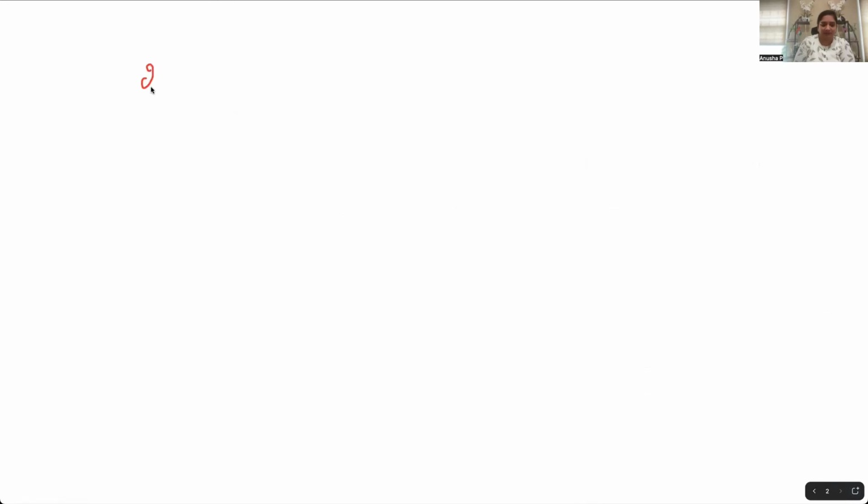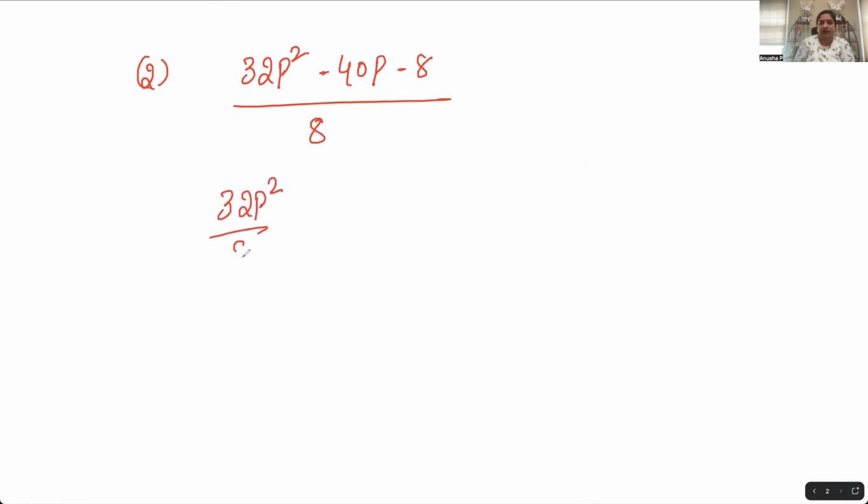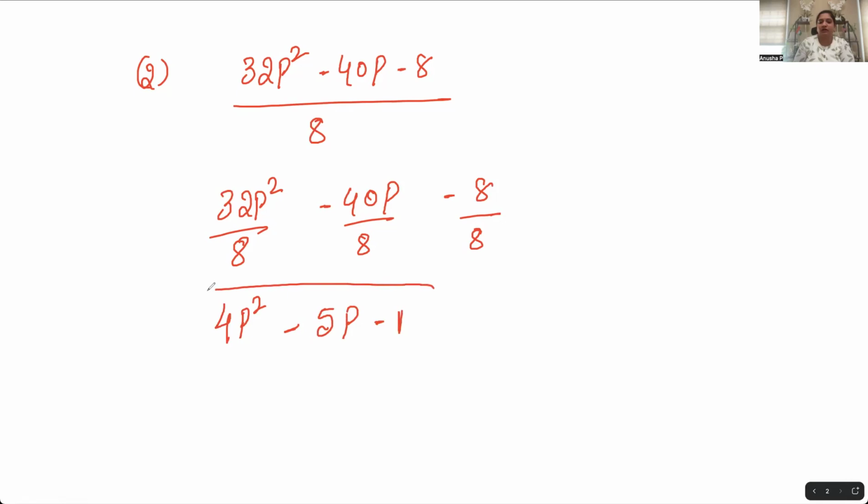Second example. 32p square minus 40p minus 8 divided by 8. What you will do? 32p square divided by 8 minus 40p divided by 8 minus 8 over 8. 32 divided by 8 is 4 and p square. 40 divided by 8 is 5p. 8 divided by 8 is 1. We have the answer 4p square minus 5p minus 1. Okay.